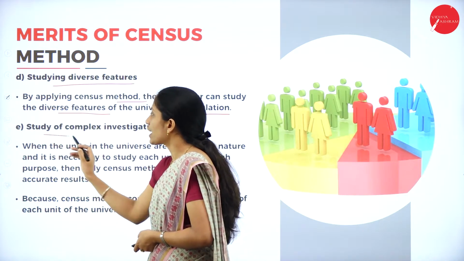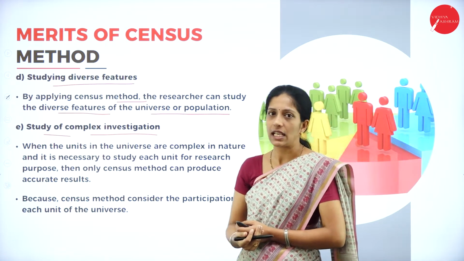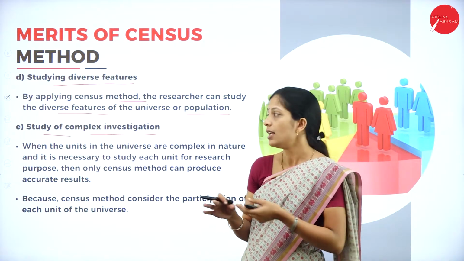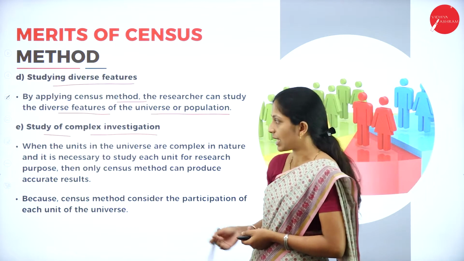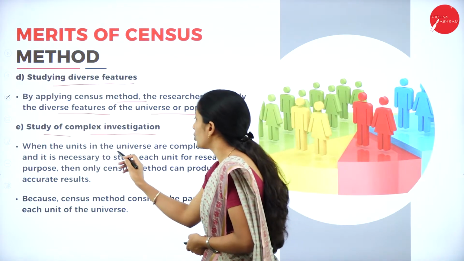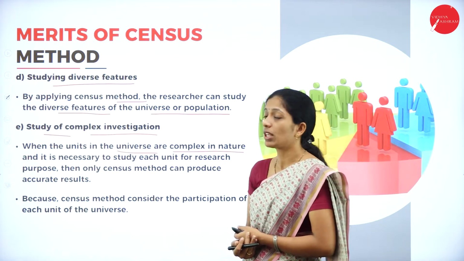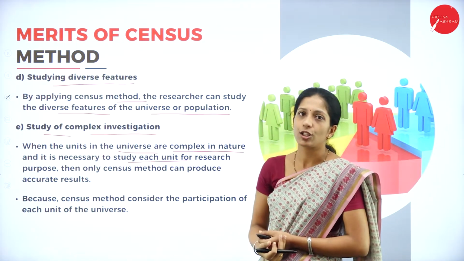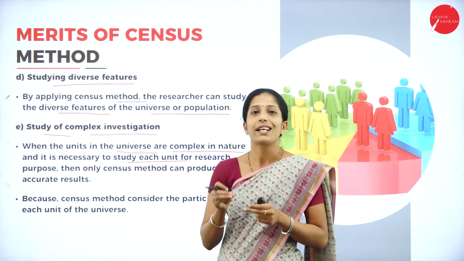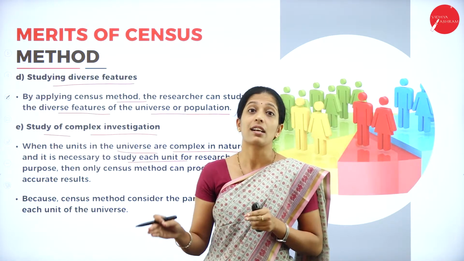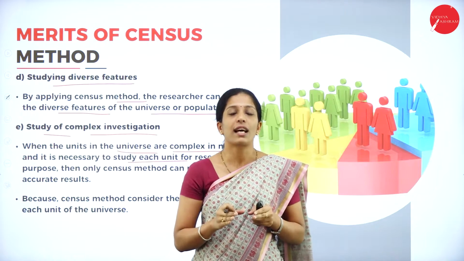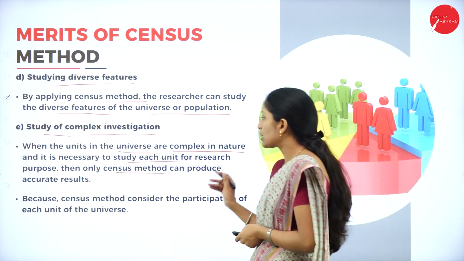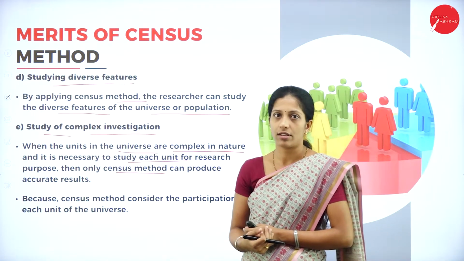And the next advantage is the study of complex investigation. Here the investigation takes place in a large area, so it is complex investigation. When the units in the universe are complex in nature and it is necessary to study each unit for research purposes, since under the census method they collect the information from a large group of people, only the census method can produce accurate results.